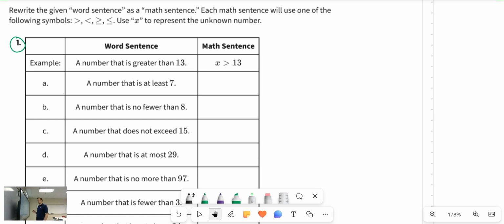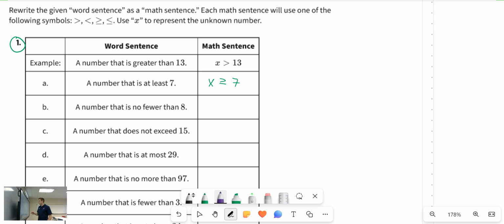Perfect. All right. A says a number that is at least 7. So let's start with X because that's a number, right? A number. And at least translates, like that's the English, but that translates to greater than or equal to, right? If you have at least 7 siblings, that means you could have 7 siblings or 8 or 9 or 10 or anything higher than that, right? So X is greater than or equal to 7.